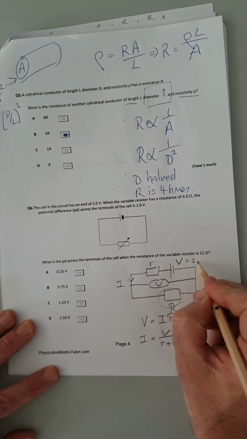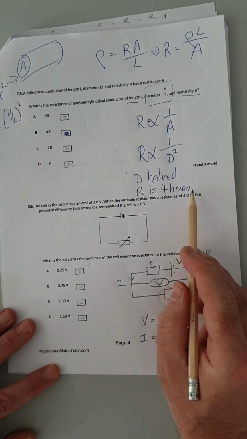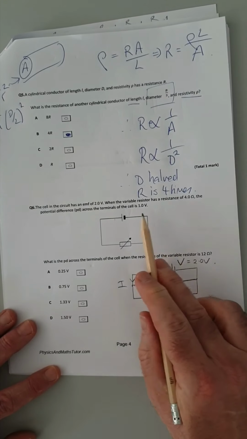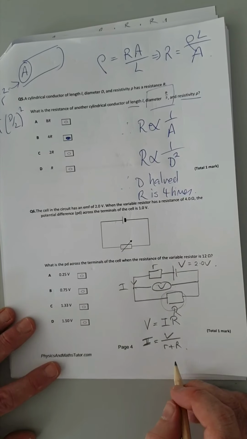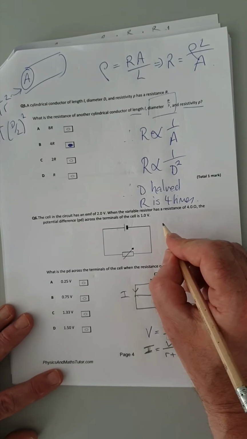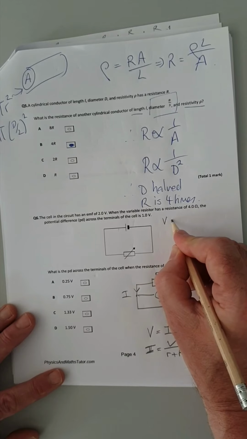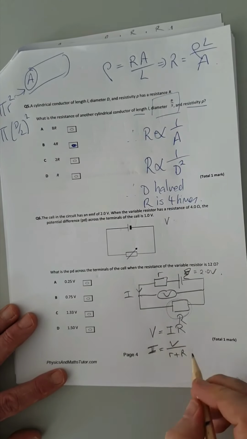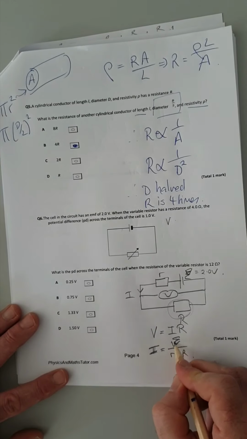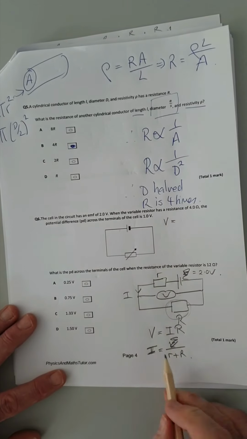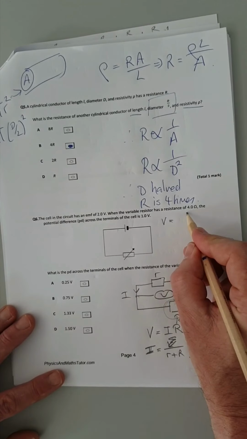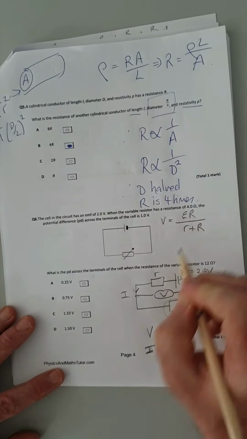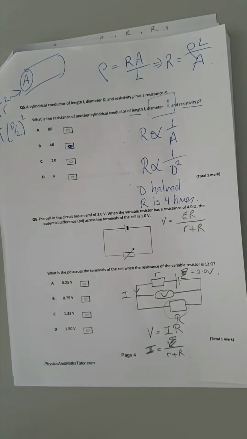This is equal to 2 volts. And we're told when R is 4 ohms, the voltage is 1 volt. So we have the voltage across the resistor, let's call the EMF E rather than V. The voltage across the resistor is equal to the EMF times the external resistance over the internal resistance plus R.